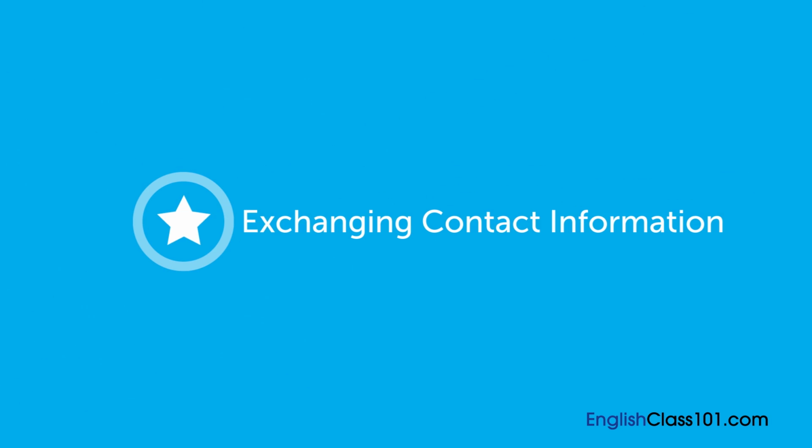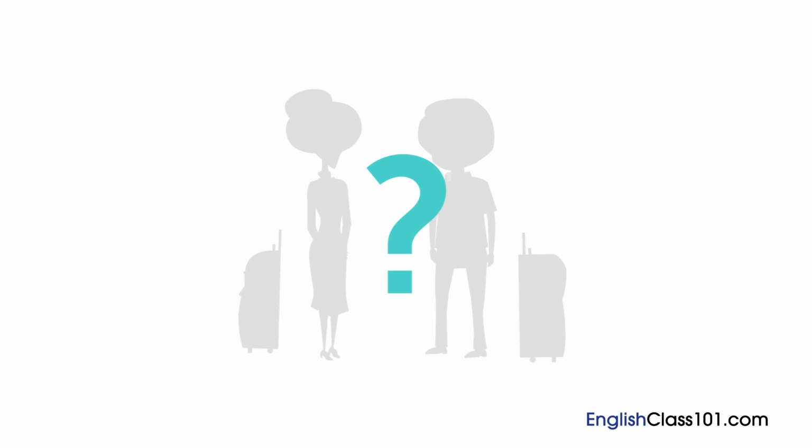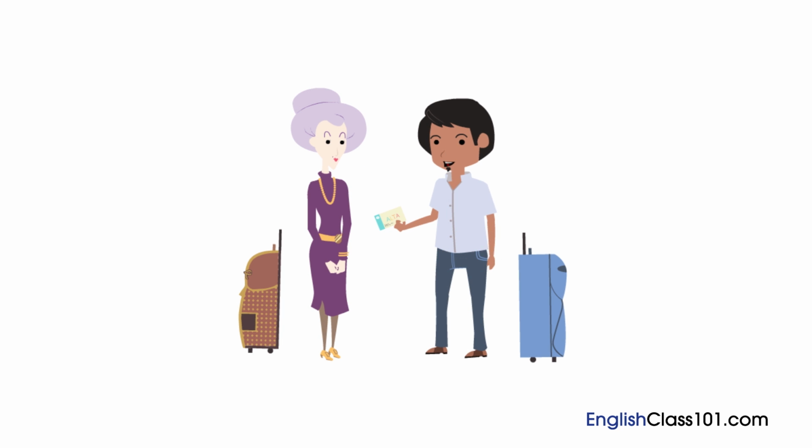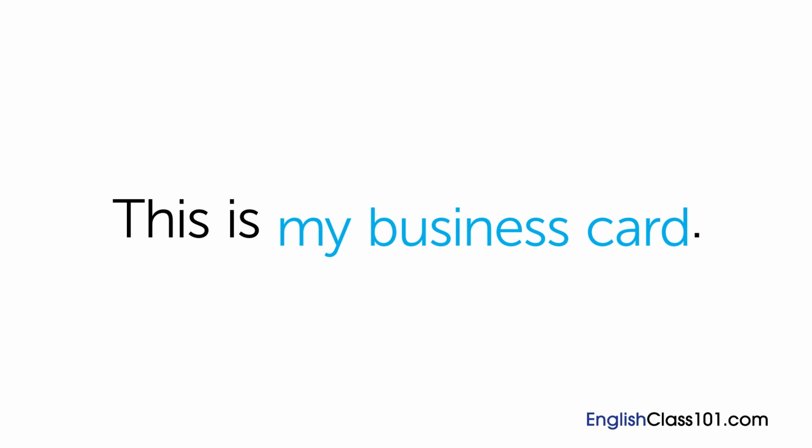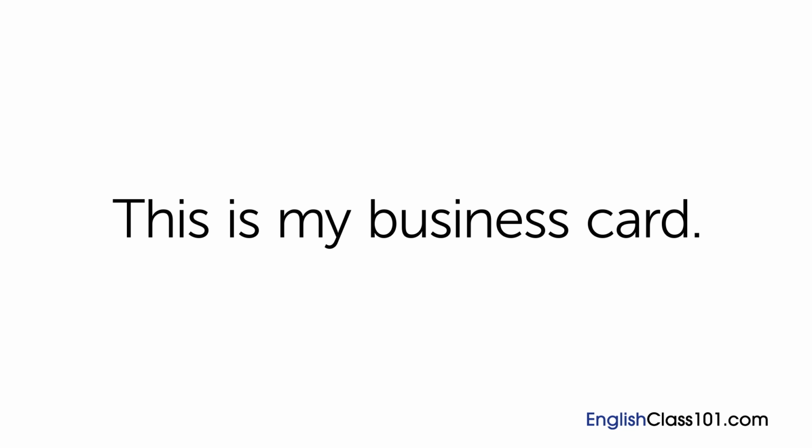Now the lesson focus. Here's how to exchange contact information. Ready? Do you remember what Gustavo said when he handed Anna his business card? This is my business card. When you are giving something to someone, you start by saying the phrase This is, then say the item: my business card. Together, it's: This is my business card.